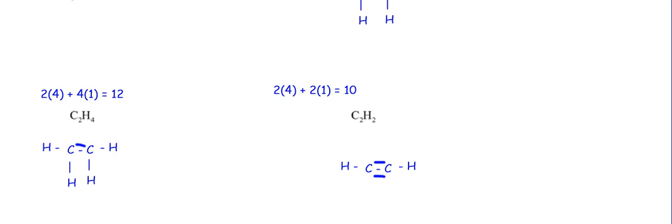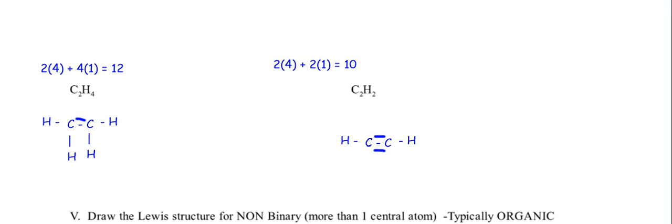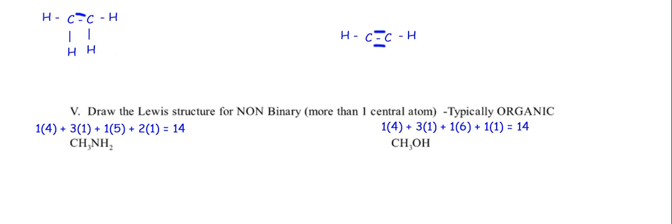Now, what's going on with the next set? It says, draw the Lewis structure for the non-binary, which means what? More than 1 central atom. And again, these are typically organic. So what's been my first step each time, all right? My first step has been add up your valence electrons. Okay, let's do that.